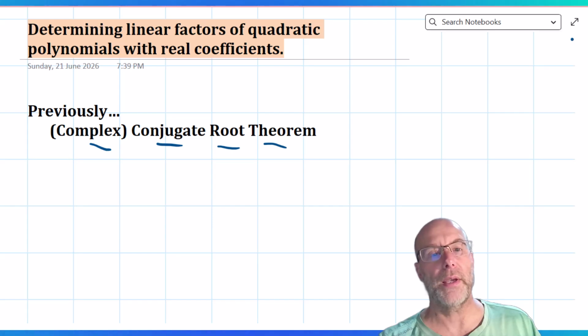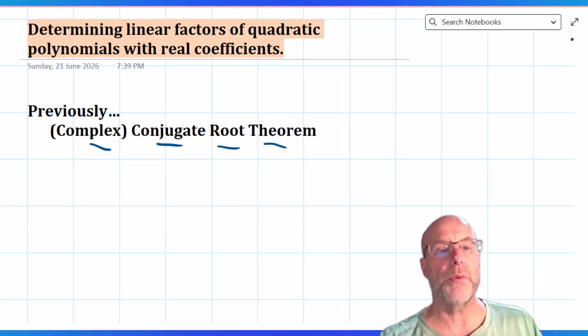When the discriminant is less than 0, it's negative, we have two complex roots which are conjugates of each other. So we can do that to determine linear factors and create the quadratic polynomial where the roots came from. So in other words, this is the reverse of the previous video.